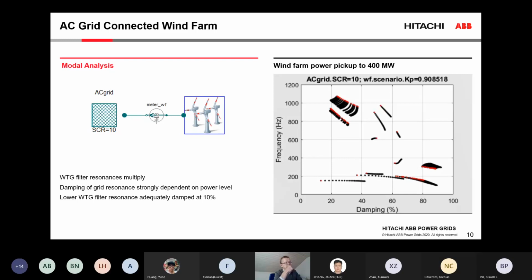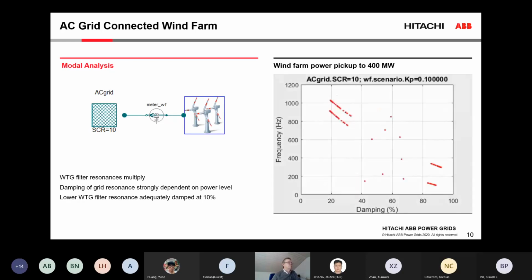But in this configuration where I have a strong grid connection, this doesn't become critical. We still end up here with a damping of 15%, which is quite fine. So you would not notice that you have any particularly harmonic problems around this. It would damp out very nicely.